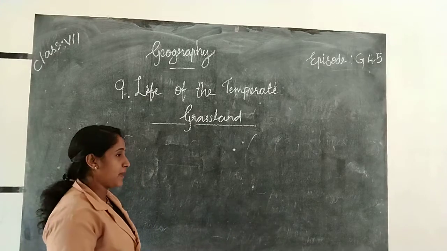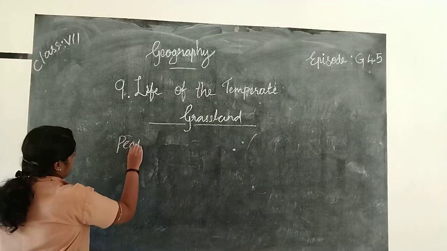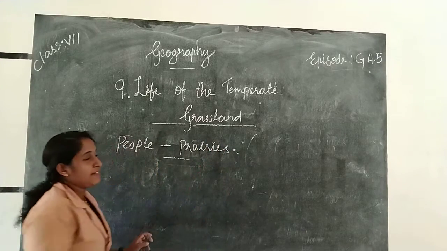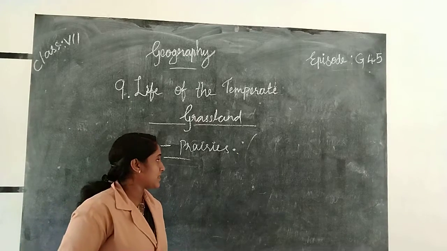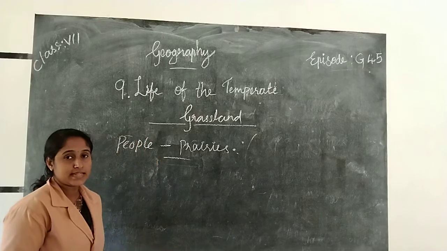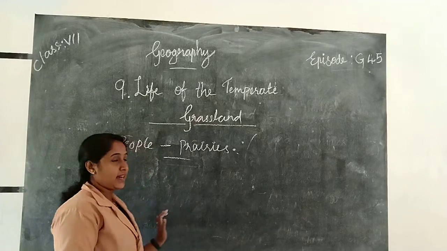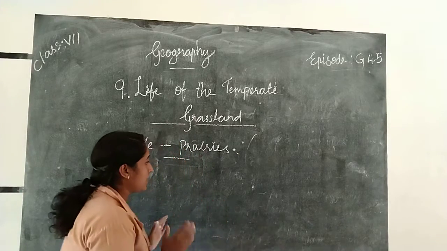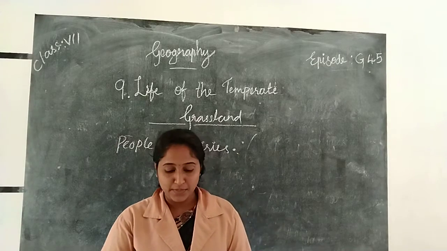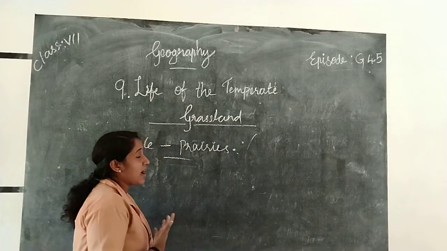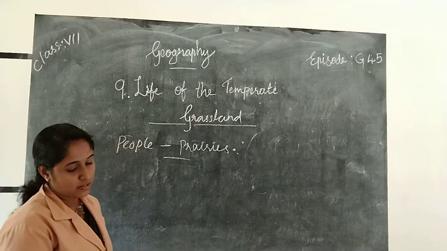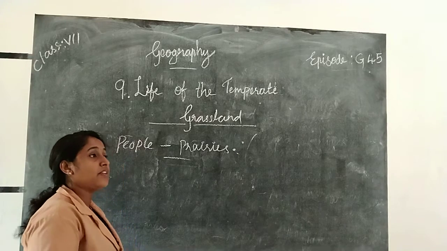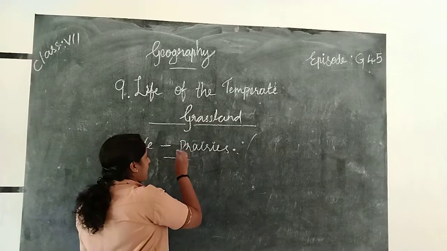The next concept is the life of people in the prairies region. Most of the prairies land is found in countries like the United States of America and Canada. These two countries are well developed. In these countries, the people are very hardworking, and they have successfully harnessed technologies to utilize for cultivating their crops, using several technologies to provide for their life in a developing manner.